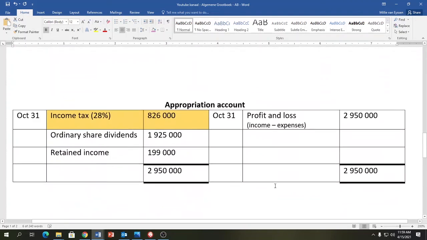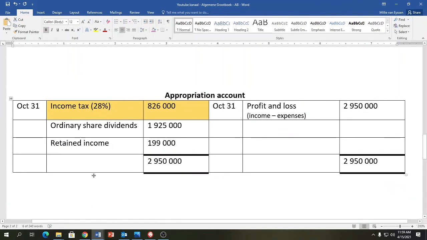And then please keep your appropriation account and the layout of it at the back of your mind, because when you're going to get to the cash flow statement later on, you might have to go back and actually draw this account and use it to work out certain amounts.